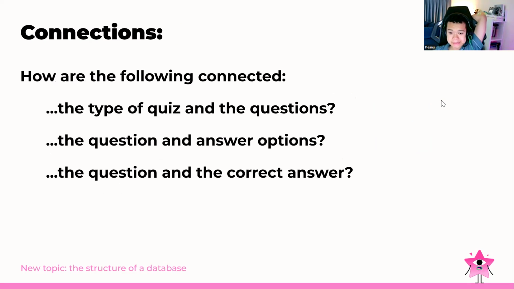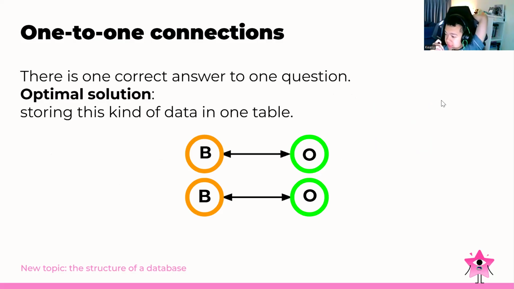So now for the connections, how are the following connected? First, the type of quiz and the questions. And also the question and answer options, and also the question and the correct answer. So basically, we have three kinds of questions that we will try to answer. And for this connection, we have the one-to-one connection. There is one correct answer to one question.